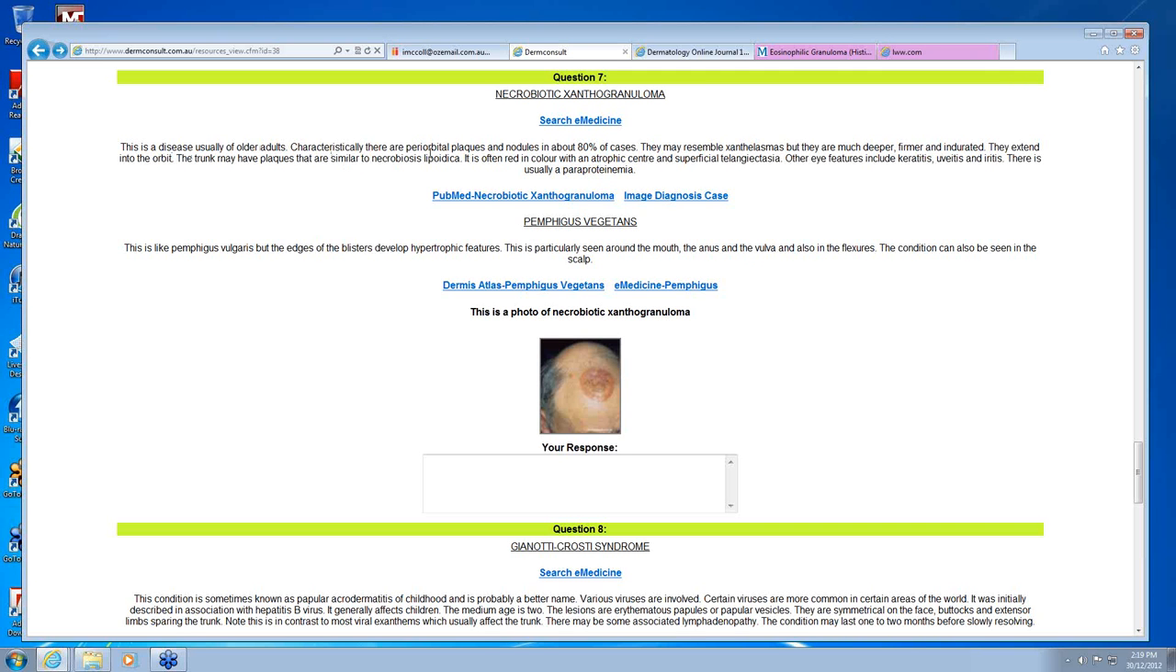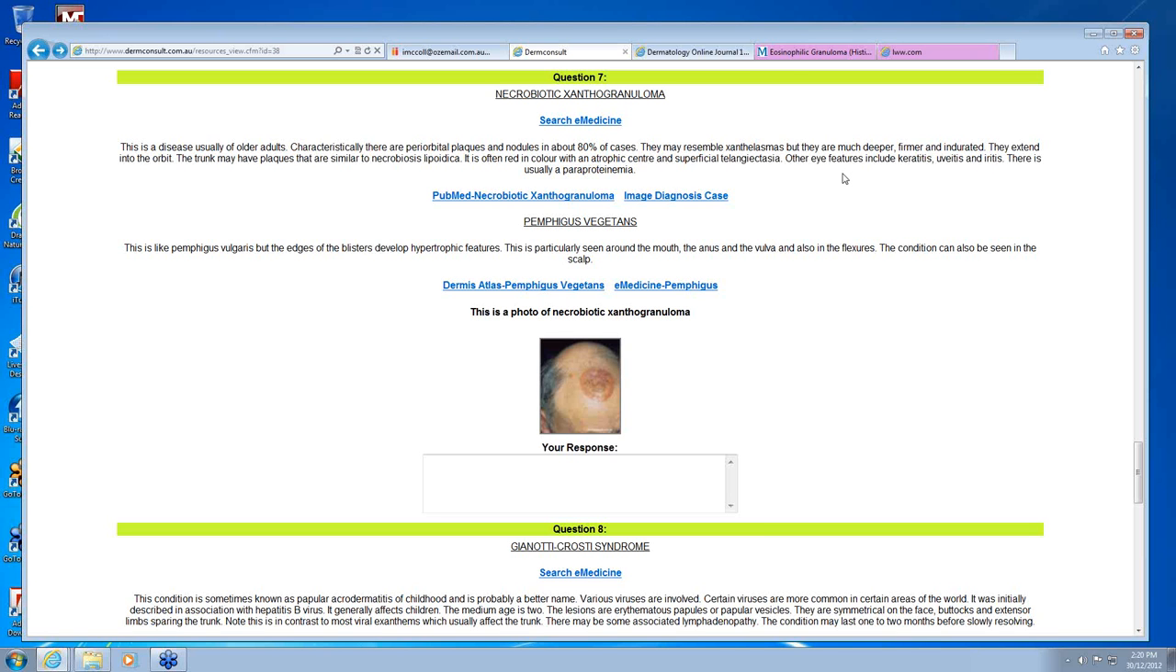I've said older adults, periorbital plaques and nodules in about 80% of cases, so often periorbital. They may resemble xanthelasma. So you might think there's xanthelasma looking at the eyelids, but they're much deeper, firmer and indurated, and they extend into the orbit. The trunk may have plaques that are similar to necrobiosis lipoidica, red in color, atrophic center, superficial telangiectasia. And these are the other eye features that you may see in this condition.